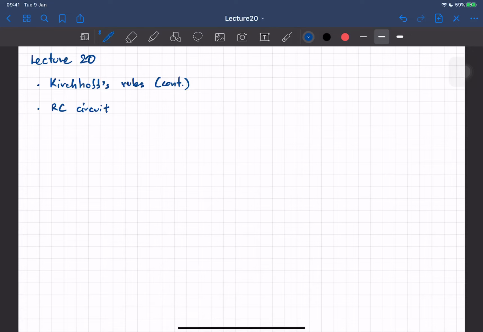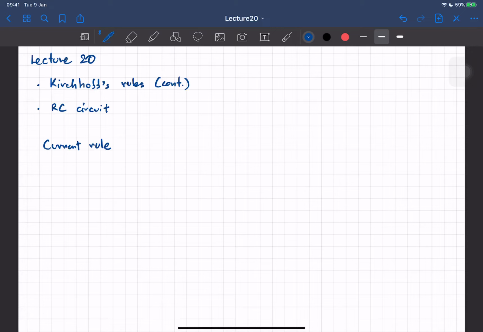Well, the rule that we haven't talked about is what we call the current rule. It's one of the two Kirchhoff rules. The one that we covered last time is called the loop rule, or the voltage rule. We're gonna review that in a moment. But this is the new one. It's called the current rule.